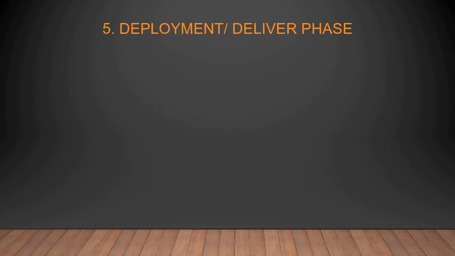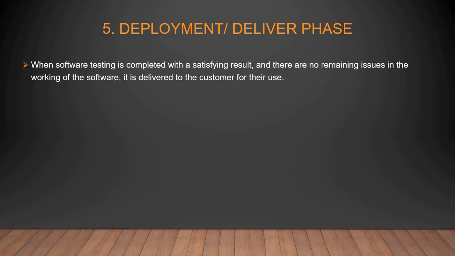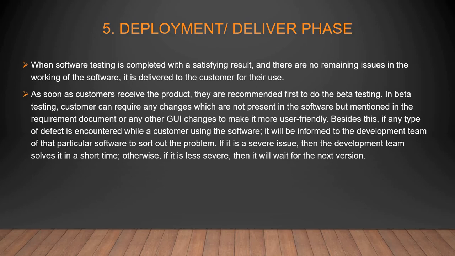Next one is deployment or delivered phase. When software testing is completed with a satisfying result and there are no remaining issues in the working of the software, it is delivered to the customer for their use. As soon as customer receives the product, they are recommended first to do the beta testing. In beta testing, customer can require any changes which are not present in the software but mentioned in the requirement document or any other GUI changes to make it more user friendly.